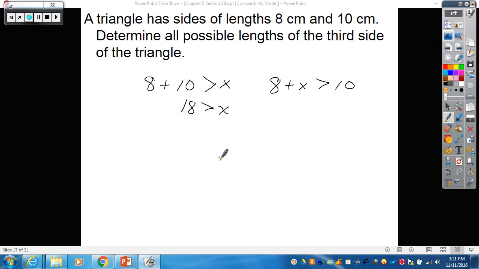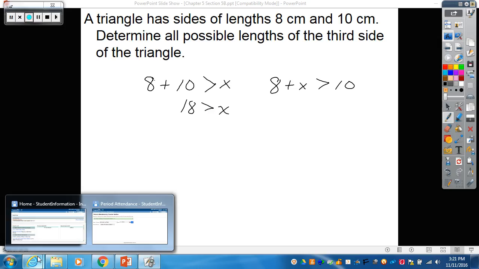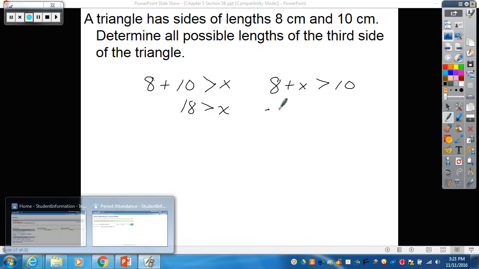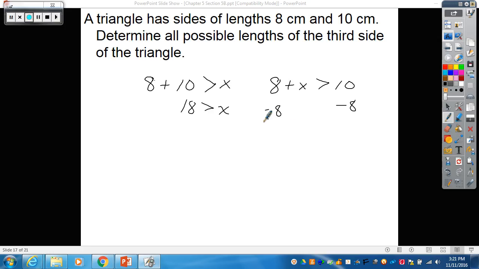Reading left to right, 18 is greater than x. Well, it kind of tells me, but let's start with the x. Reading backwards, x is less than 18. That tells me that 18 is my upper bound. If I get to 18 or greater, that's outside of the possible third side lengths. In this one, if I subtract 8 from both sides, I get x is greater than 2.